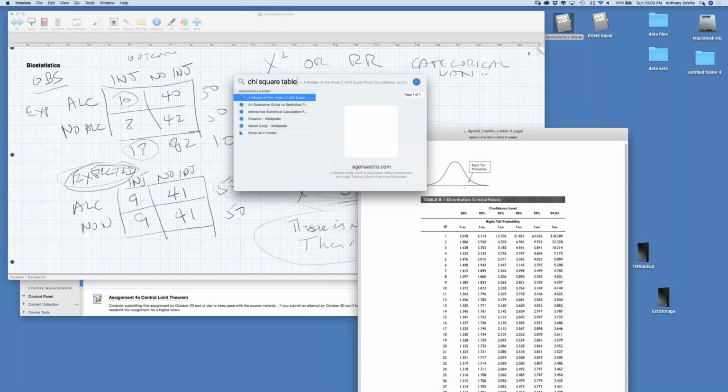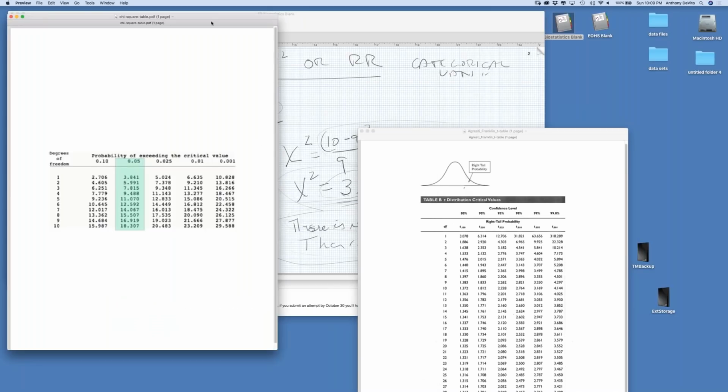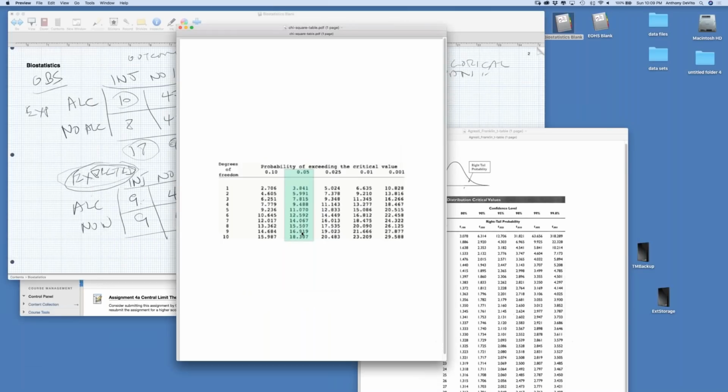Okay, let's see if I can find it real quickly. Here we go. Okay, let's take a look at this chi-square table. For a probability of 0.05, in other words, an alpha of 0.05, for whatever number of degrees of freedom.